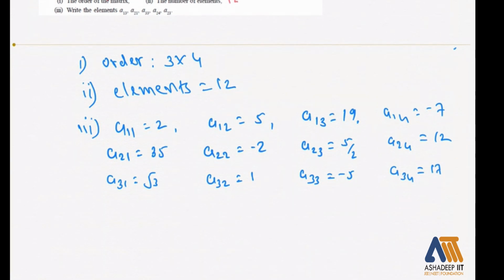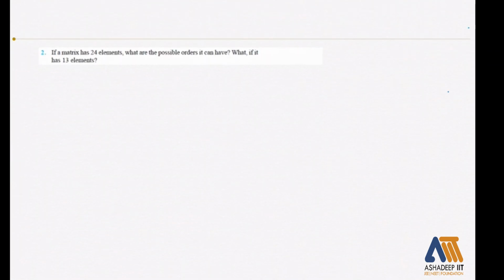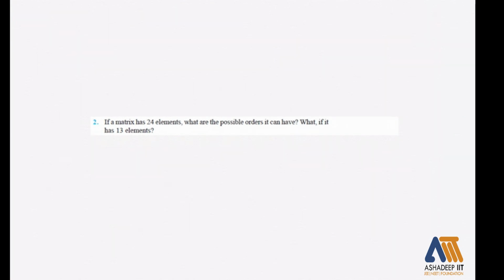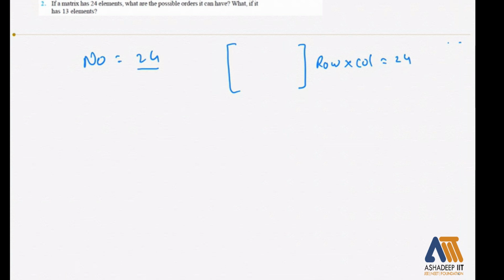Okay. Second question. If a matrix has 24 elements, then what are the possible orders it can have? What if it has 13 elements? Here it is given that the number of elements is 24. We need to write these 24 elements in a rectangular way. So, row into column is equal to 24.